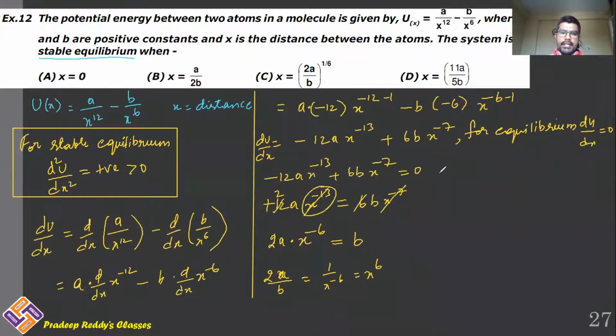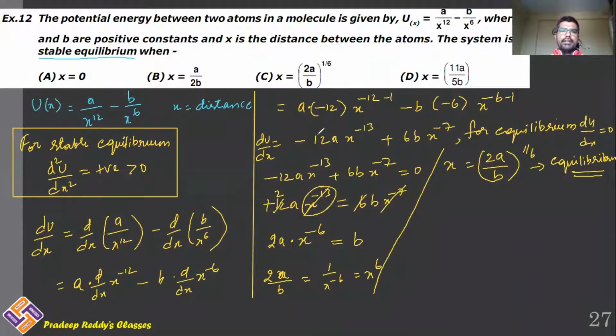Now I can simply use the condition. I can write this as x is equal to 2a by b whole power 1 by 6. This is equilibrium. At this position, the body is in equilibrium. But what are you supposed to find? You are supposed to find out when the system is in stable equilibrium. At this position, x is equal to 2a by b whole power 1 by 6, the body is in equilibrium, which we have verified. Now we need to verify whether it is stable equilibrium or not.